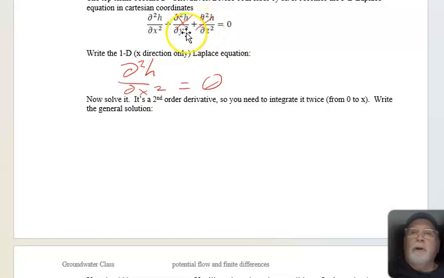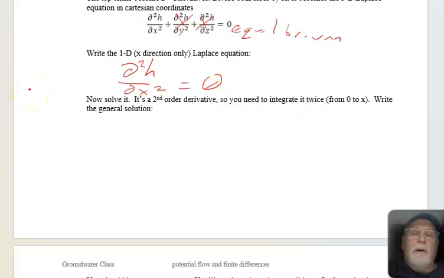In our case, the equation with zero on the right side is the Laplace equation. The zero tells you it's equilibrium. When we go to the transient case, that term on the right side will not be zero anymore. Now we solve it. How do we solve? Go back to differential equations.